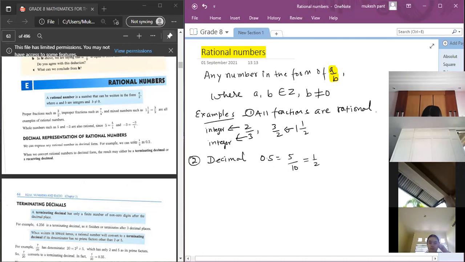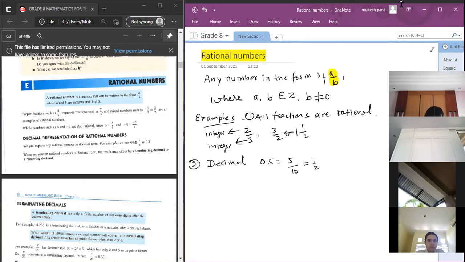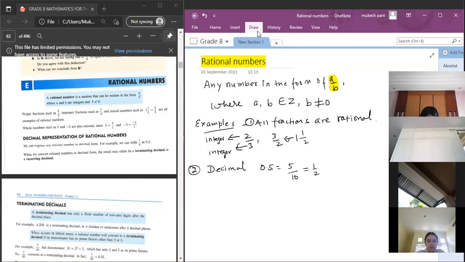At this stage, this 5 over 10 is a rational number, but this 5 over 10 must be written in the form of 1 over 2. We prefer to write rational numbers in the lowest form, because in higher classes you will study rational numbers written in the lowest form. So this is your beginning. In the beginning we can consider it, but otherwise you have to write this in lowest form. Try to write this in lowest form.